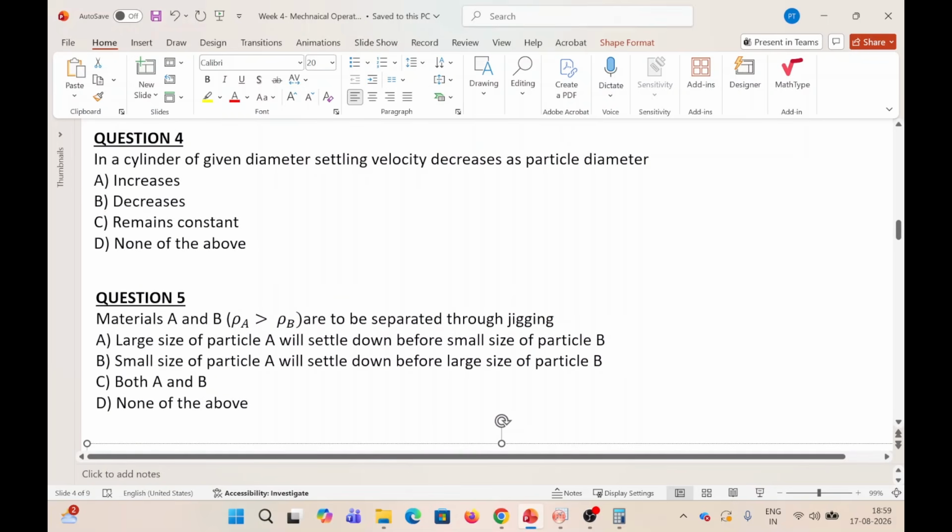Now come to question 5. Materials A and B, where rho A is greater than rho B, are to be separated through jigging. So large size of particle A. So what will happen in that condition? Large size of particle A will settle down before small size of particle B. Small size of particle A will settle down before large size of particle B. Both A and B, and none of the other.